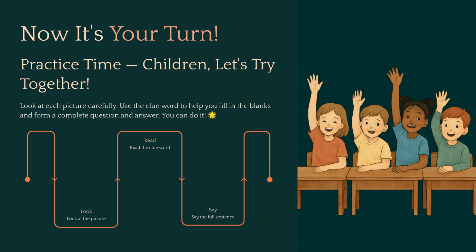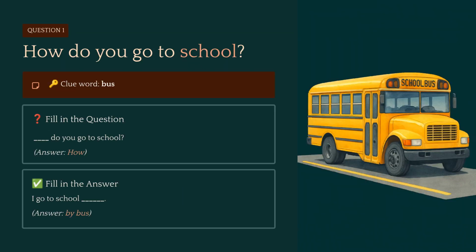Now it's your turn. Practice time. Let's try together. Look at each picture carefully. Read the clue word. Say the full sentence. You can do it. Question 1. How do you go to school? Clue word. Bus. Fill in the question. How do you go to school? Fill in the answer. I go to school by bus.